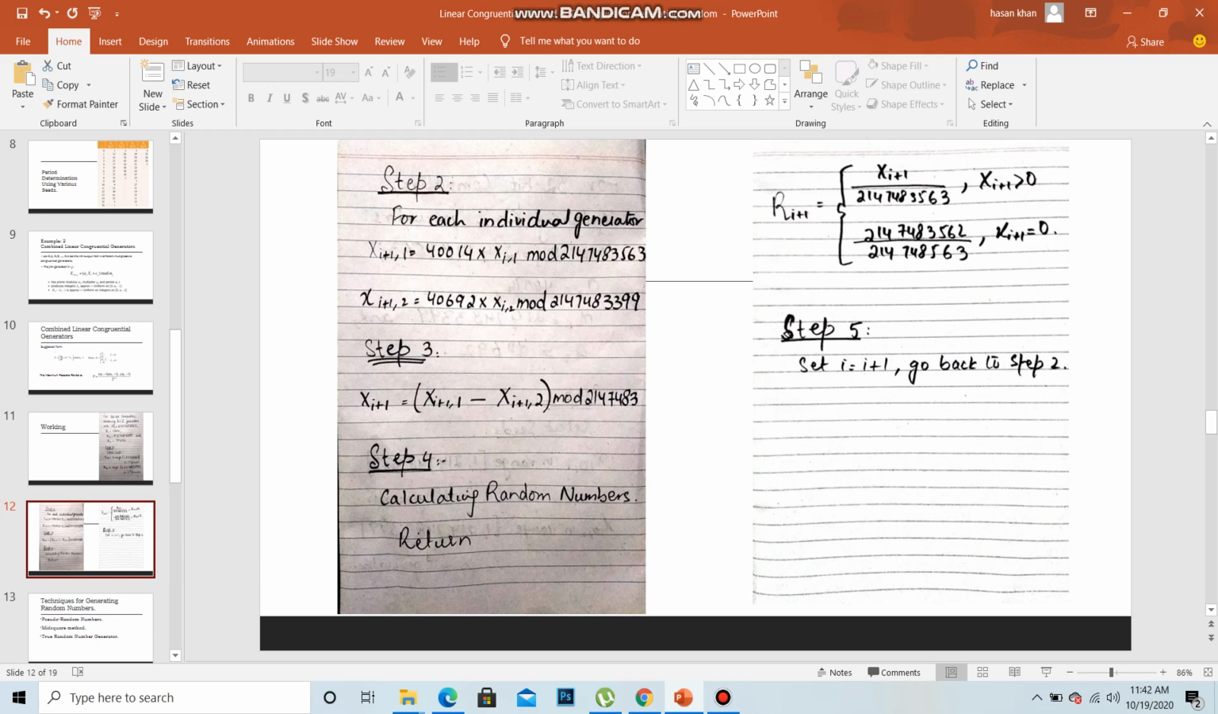So after calculating these values in step 3, step 4 would be generating random numbers. Now for generating random numbers, we know that the formula is Xi+1 upon m1 and m1 minus 1 upon m1. So when Xi+1 is greater than 0, then we'll be using this first formula, and if Xi+1 is equal to 0, then we'll be using the second formula. So this was the demonstration of a combined linear congruential generator along with simple linear congruential generator. So that's it from my side. For the further demonstration of the topic, over to Shayan. Thank you.